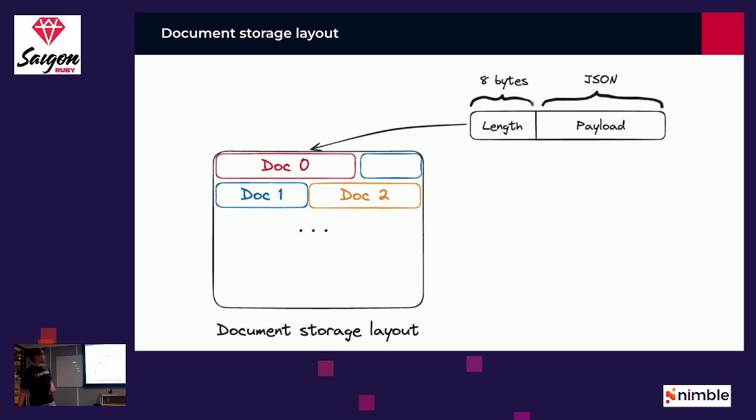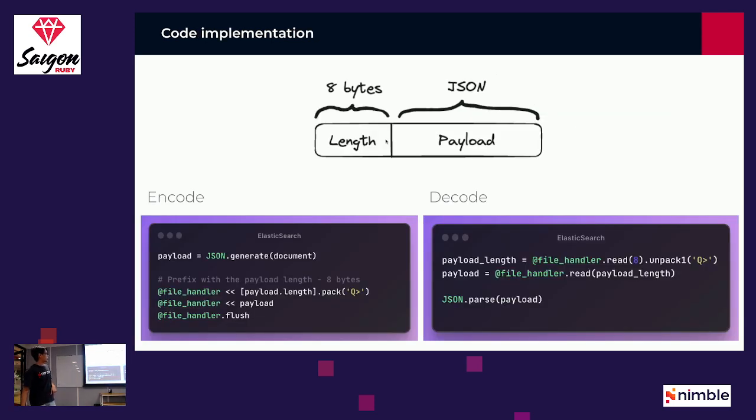All right. Looking at this layout, here's how you encode it. First, you grab the payload and JSON stringify it. And then you prefix the length. So here's the file. You say, I want to encode the length as a binary string. This flag here means I want it to be 8 bytes. And then I store the payload, and then I flush it. So it directly translates from this diagram.